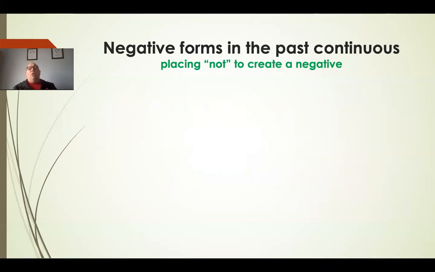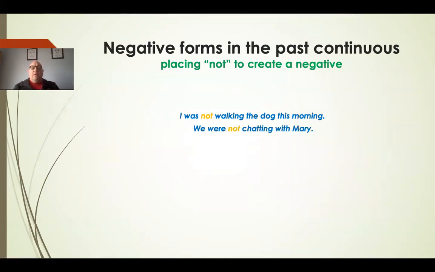Now, the negative forms in the past continuous tense, very simply, where do we place the word not? And we've got some examples again with our sentences. I was not. Not comes between the verb to be and the action verb. I was not walking the dog this morning. We were not chatting with Mary. After the verb to be, before the action verb, we place not.